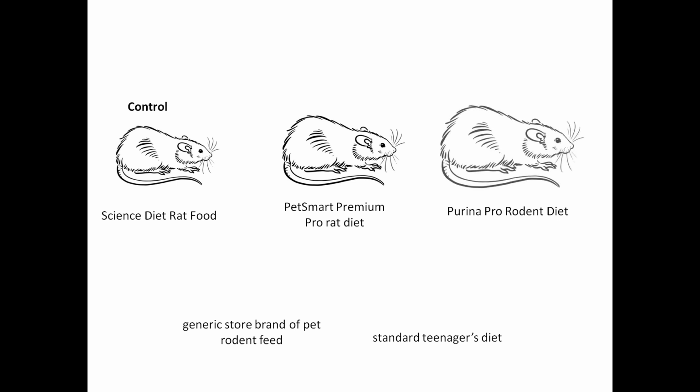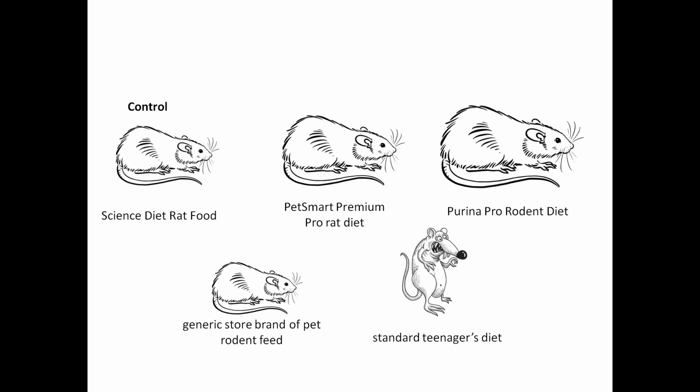The Purina Pro Rodent Diet has produced an even healthier and even larger rat than the previous two. The generic store brand of pet food has actually produced a smaller, less healthy rat. And not surprisingly, the standard teenager's diet produced a rat that is not nearly as healthy as one would hope their rat to be. So my conclusion is the quality of a rat's diet will affect its health.